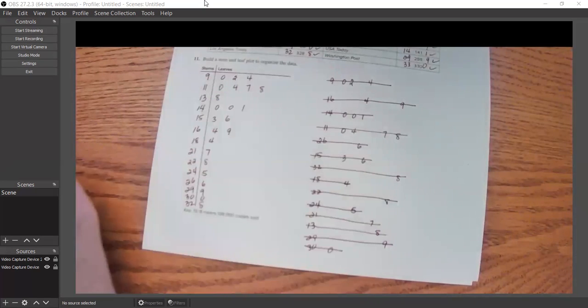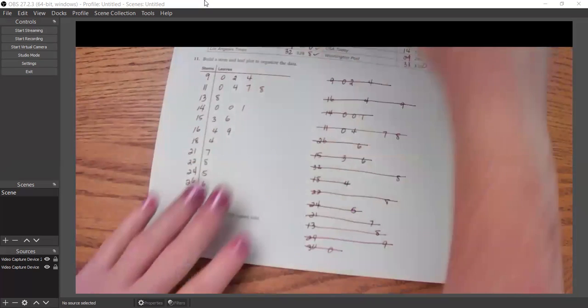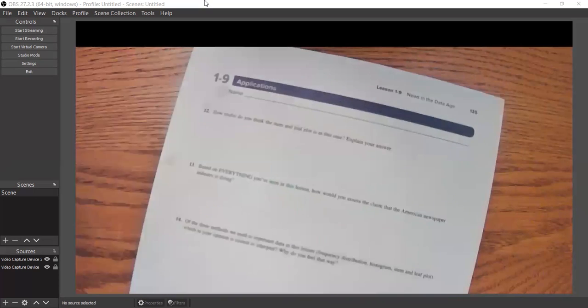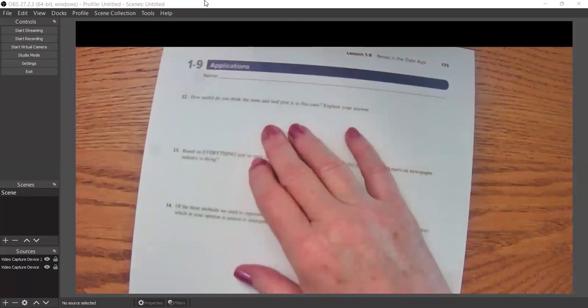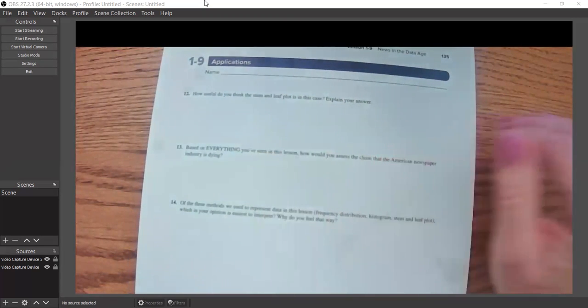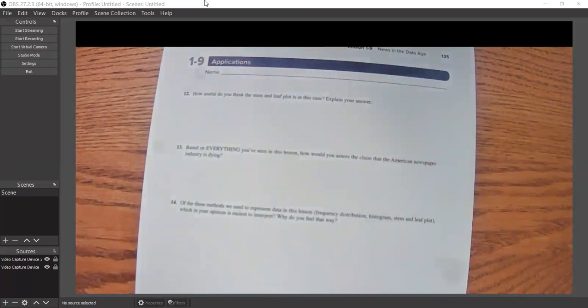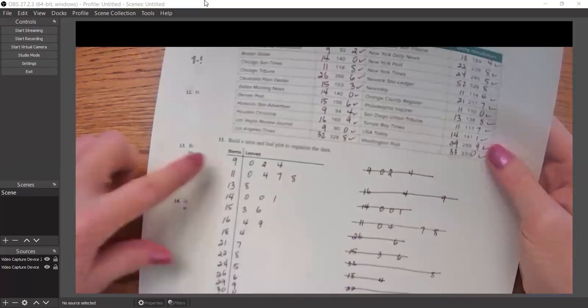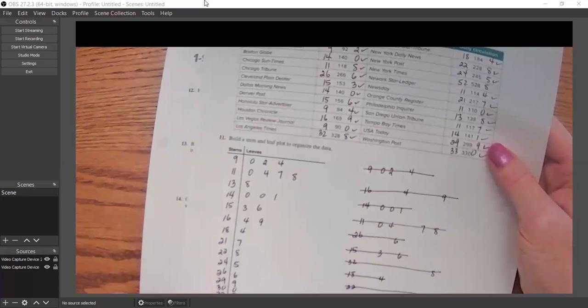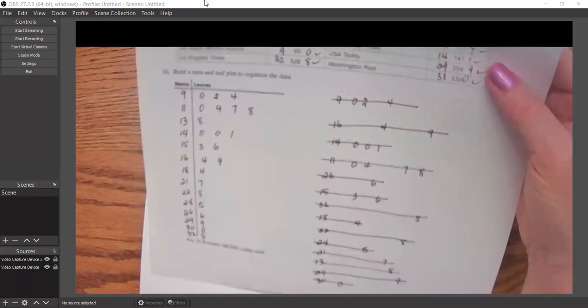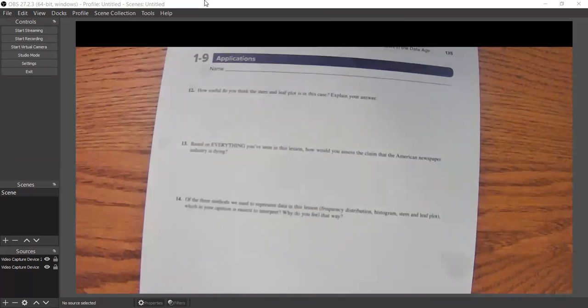Another way to represent the data. And some questions about this. How useful do you think the stem and leaf plot chart is in this case? Well, it depends on what you're looking for. The point, though, is that for data that is spread out between 90,000 and 328,000, this is a good way to model the data that is spread out.